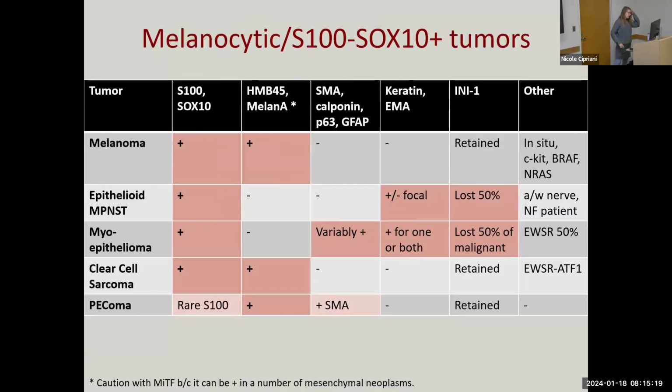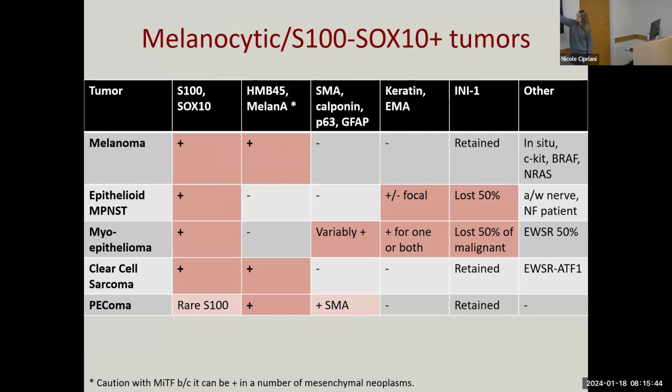All right. When you think about tumors that either have melanocytic or S100 SOX10 expression, your differential kind of narrows to this outside of just frank melanoma. So sometimes you'll need genetics and other immunoprofile, right, to sort these things out.